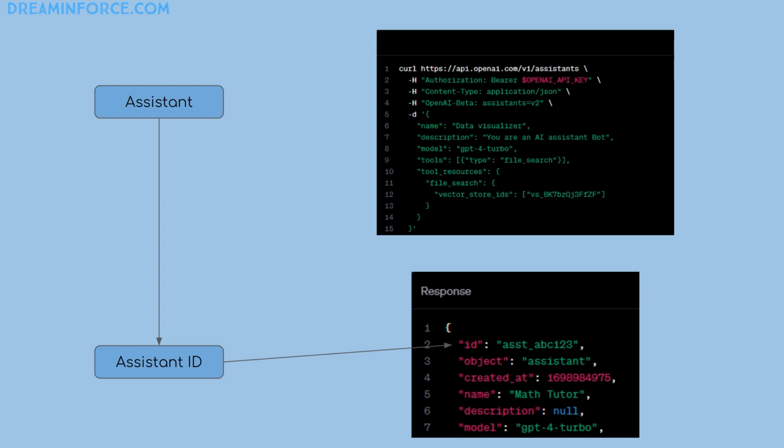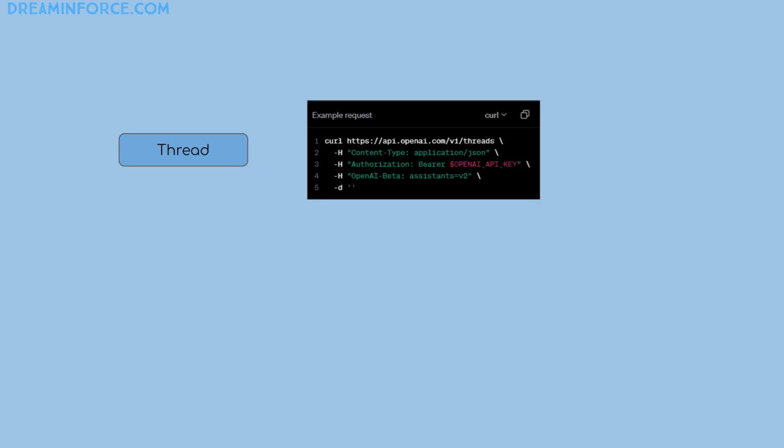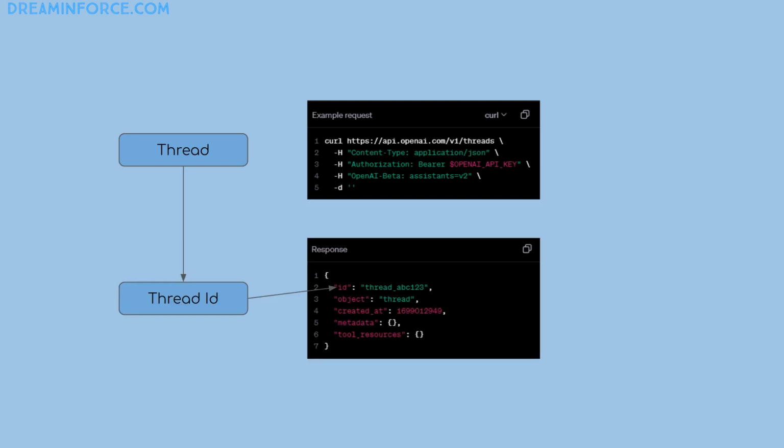Now, if we move further, the next thing we need to do is create a fresh thread. Now, imagine a thread as a place where all the messages will be linked. We use a simple endpoint. We don't pass any information because a thread is rather independent of the other objects that we created. Now, once you create a thread, a thread ID will be created.